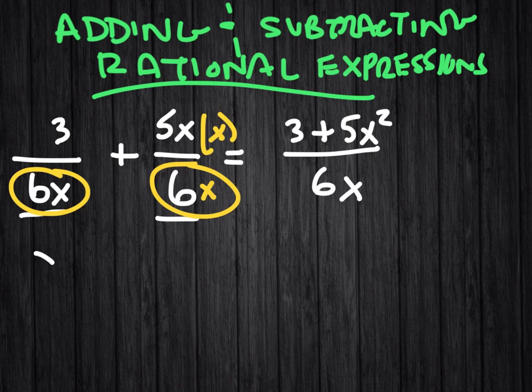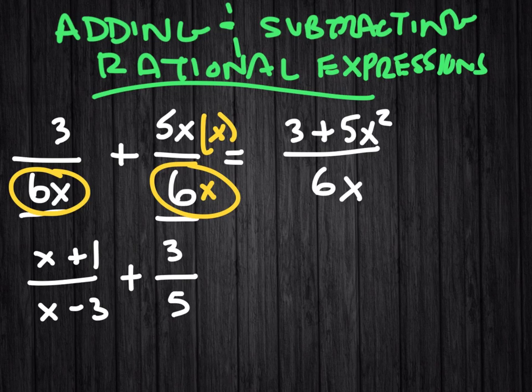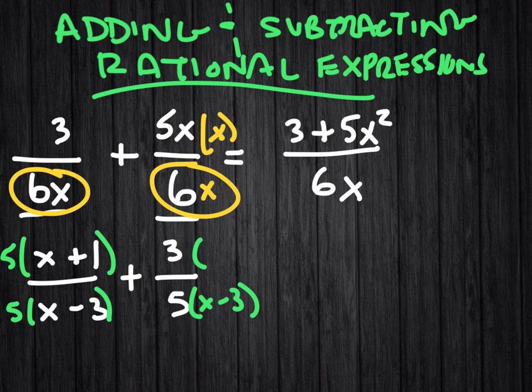Or if we had something like x plus 1 over x minus 3, and let's say we had 5 over like a 3 here. Now, this one's a little trickier to work out. We would need to multiply this side by 5, top and bottom. And over here, we would want to multiply this side by x minus 3, top and bottom. Now, what that does is creates the same denominator, which is perfect.